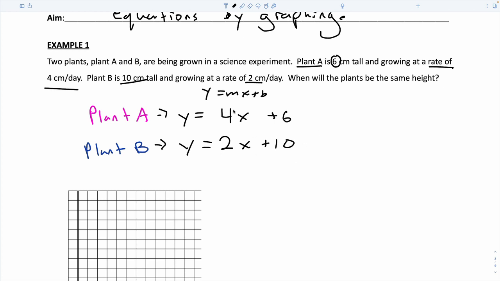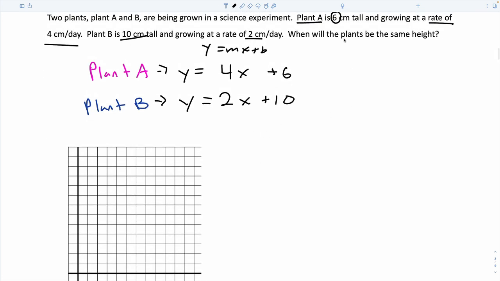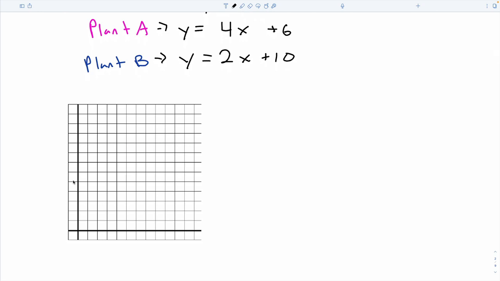So you now have 2 equations you can work with. They want you to graph those 2 and find when the plants are the exact same height. If you solve a system, you're going to find when they occur to be exactly the same. But before we graph it, we have to label this thing because it's nice and blank. Y is here, x is here.